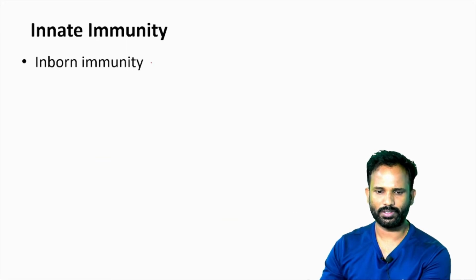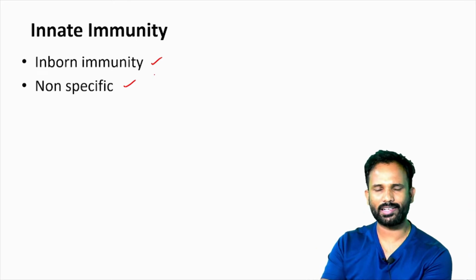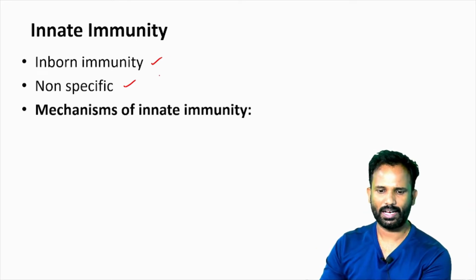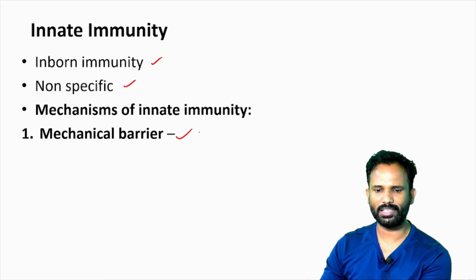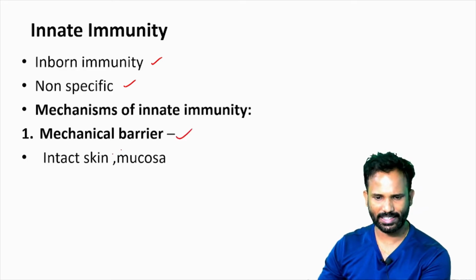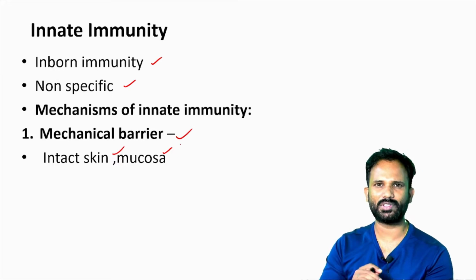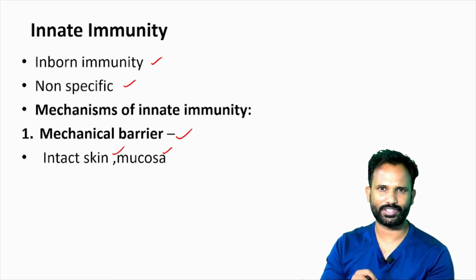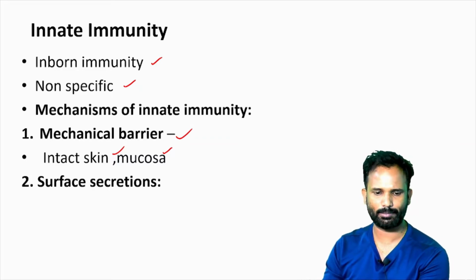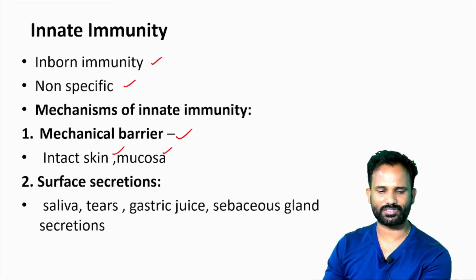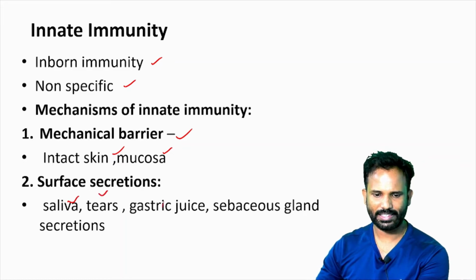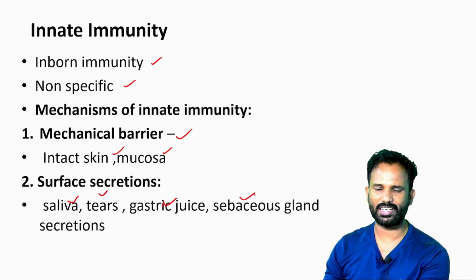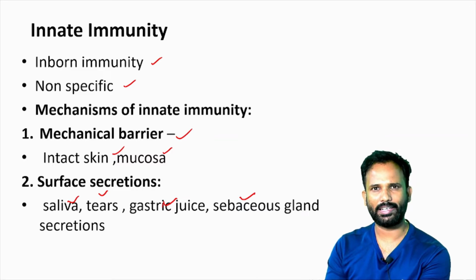So innate immunity is inborn, and it is non-specific. Any organism, it acts with the same mechanism and it's not specific. And mechanisms are simply a barrier like skin and mucosa. If the skin and mucosa are intact, they don't allow the microorganisms to go in. If there is a cut, there is a chance of entry and infection. So mechanical barrier. Surface secretions like saliva, tears, gastric juice, sebaceous glands, all will be having antimicrobial activity.